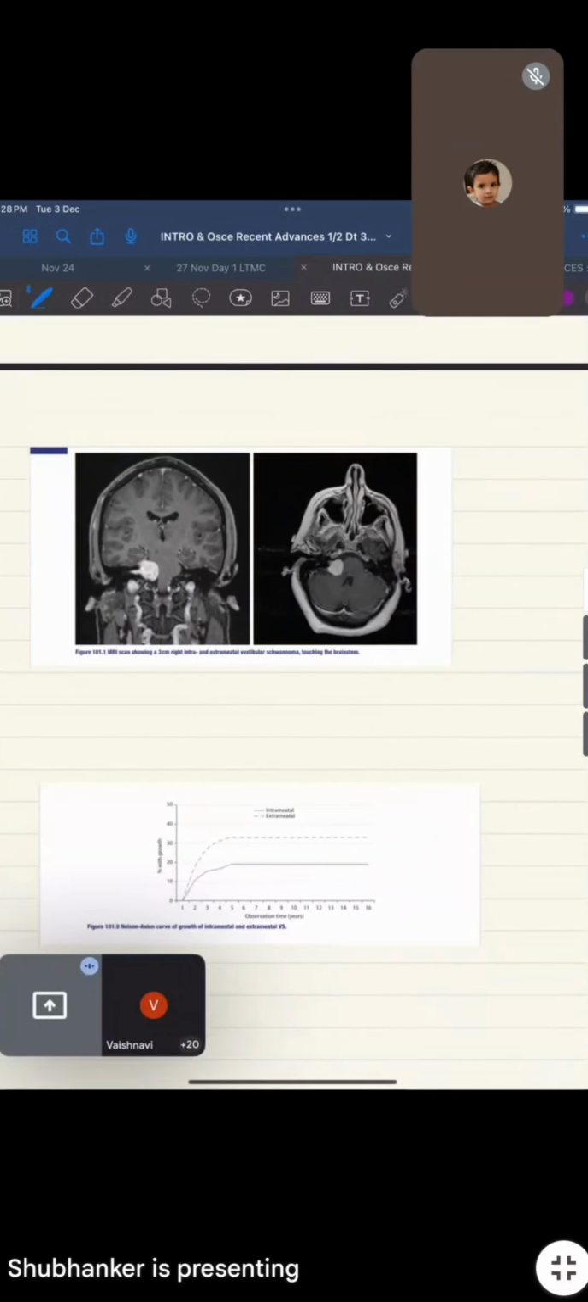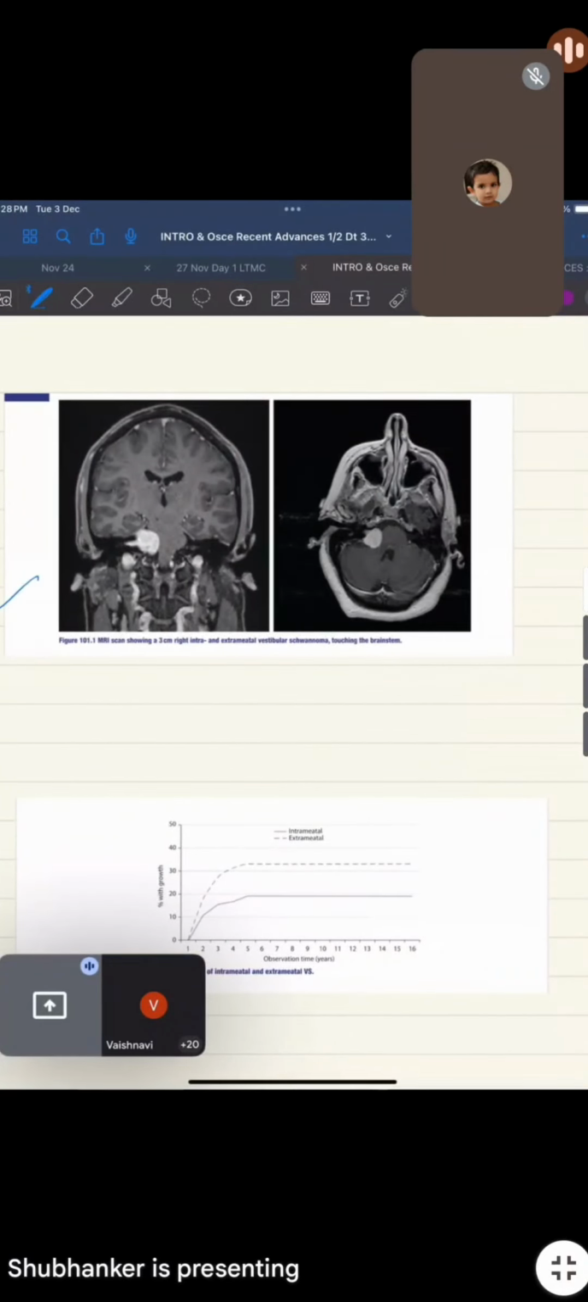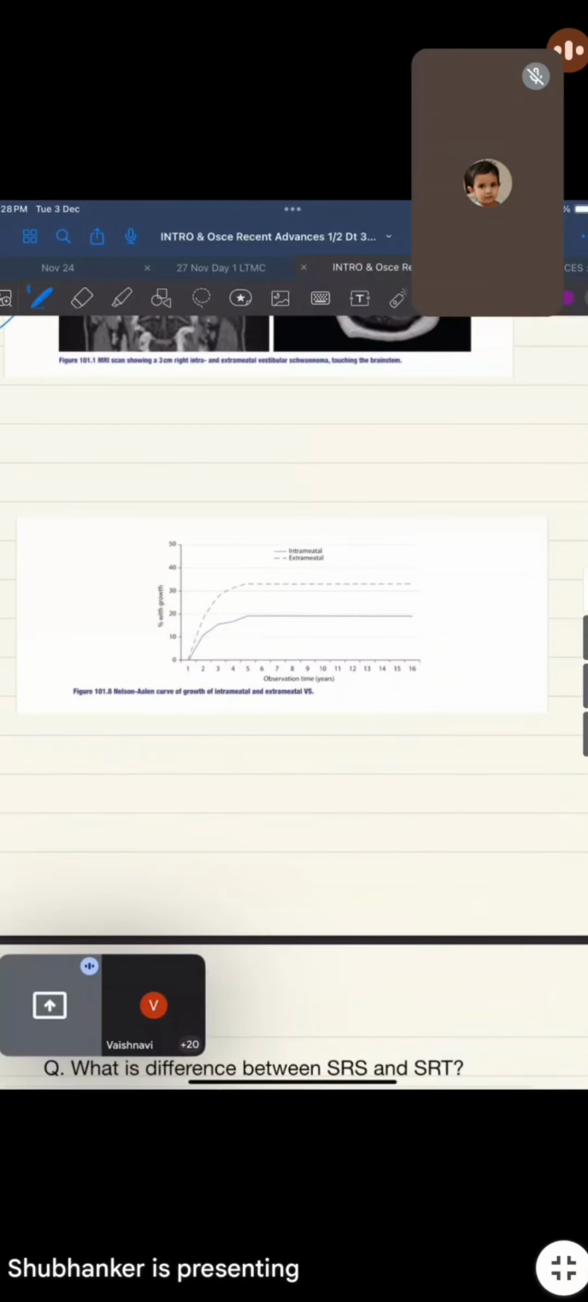I'll just answer it. See, this is the image which is given in your Scott Brown, which very comfortably came in your exam. Second thing, this is a named curve which is there in your Scott Brown. Please remember the name. Okay? The name of this curve is the Nelson-Allen curve of growth of your vestibular schwannoma.